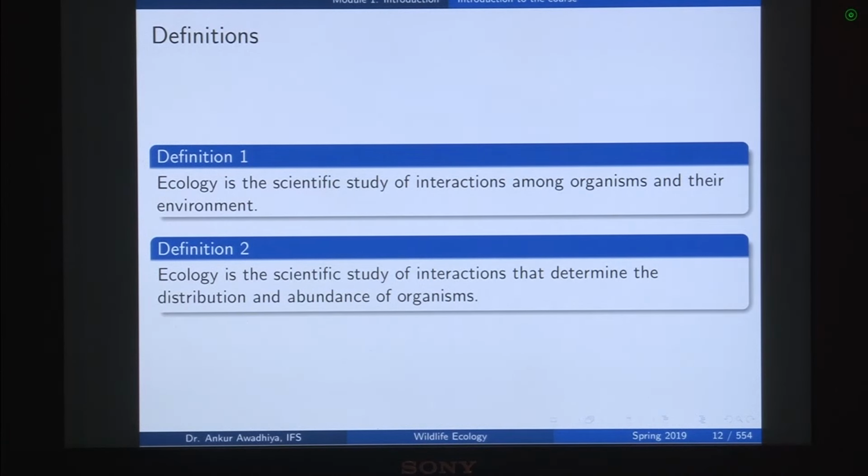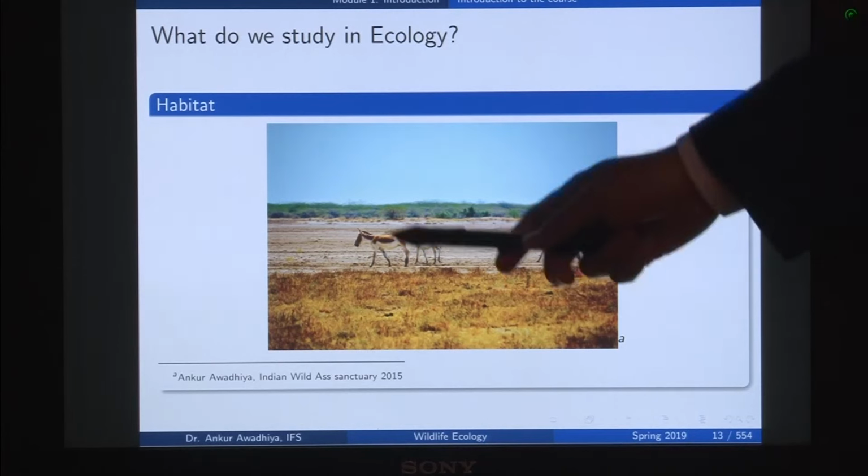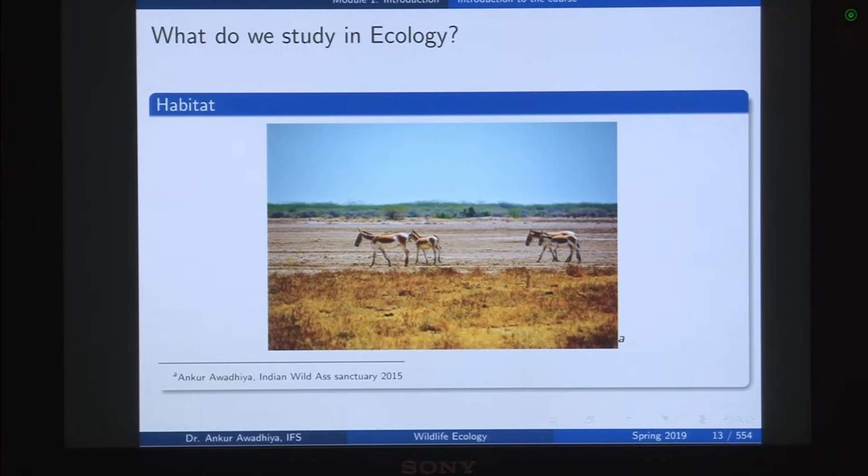So, what do we actually study in ecology? So, this was the theoretical basis, but what do we actually look at in ecology? Well, we look at habitats. Habitat is the home of an animal, the natural home or the abode of the animal. So, for instance, this is the Indian wild ass, and this lives in these sorts of habitats.